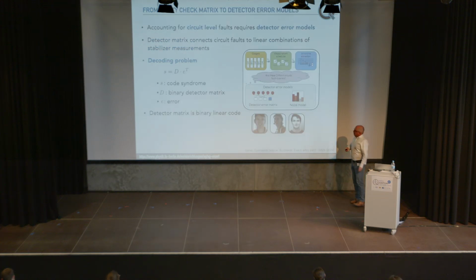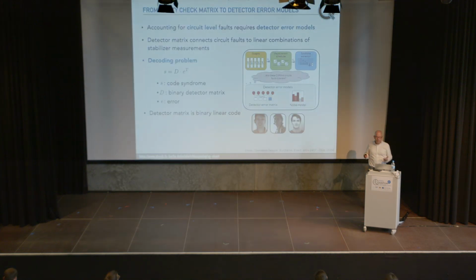So this is a bit of an art form in its own right, but one way of looking at it is to go from the parity check matrix and define a new one, but on a higher level. It's called a detector error model, but that's, in a way, yet another parity check matrix that accounts for the circuit level faults to accommodate them. So that's a detector matrix that connects the circuit faults that happen in all places in the circuit to linear combinations of stabilizer measurements.